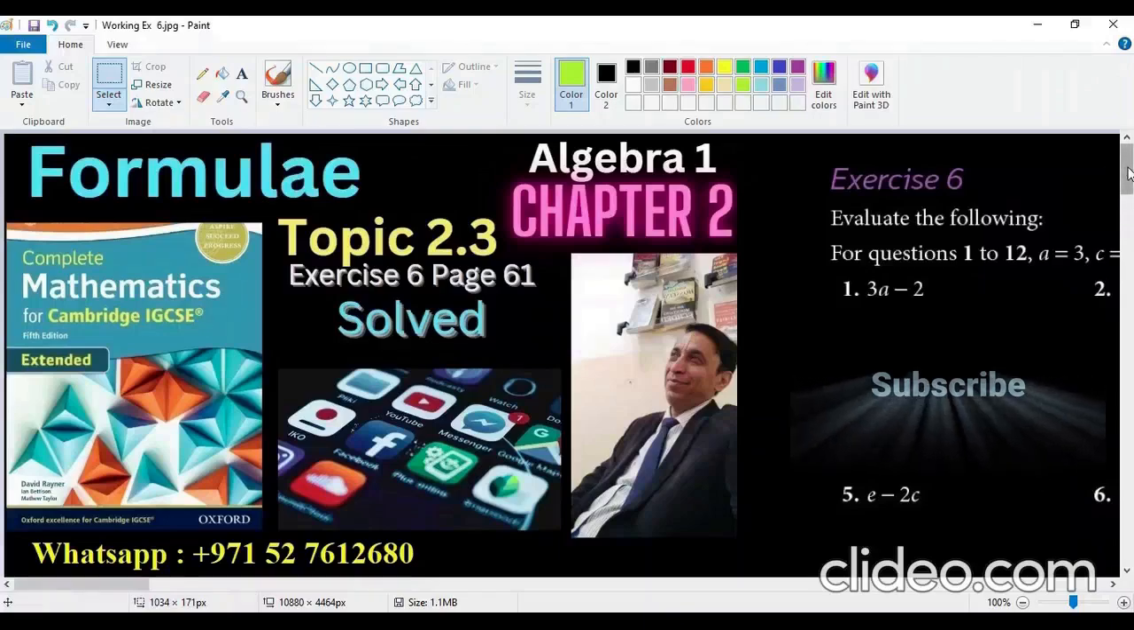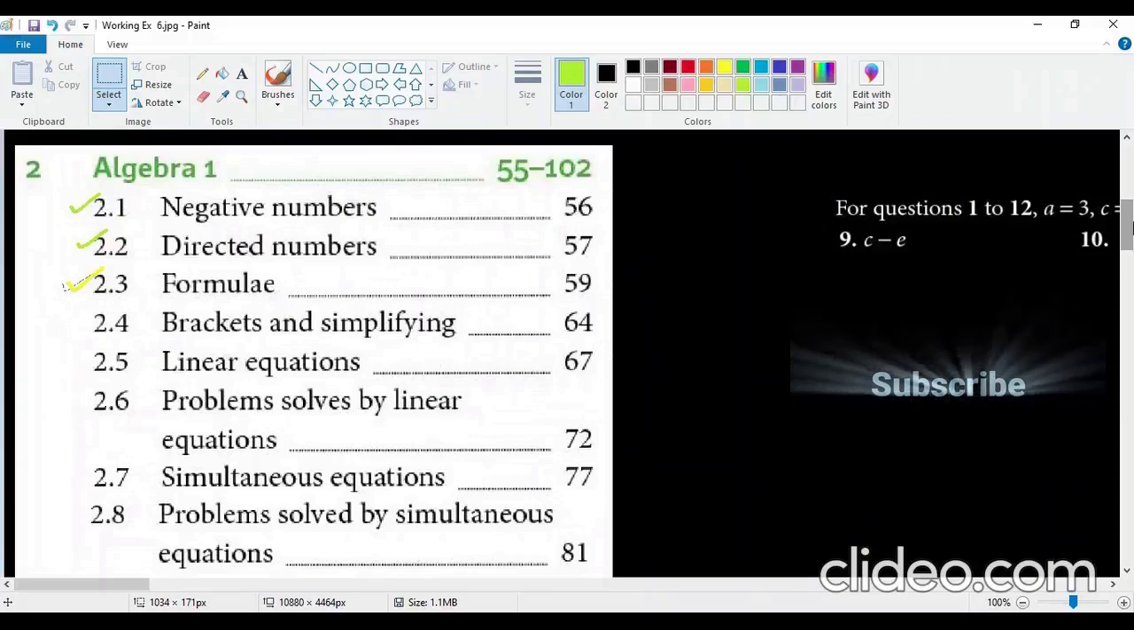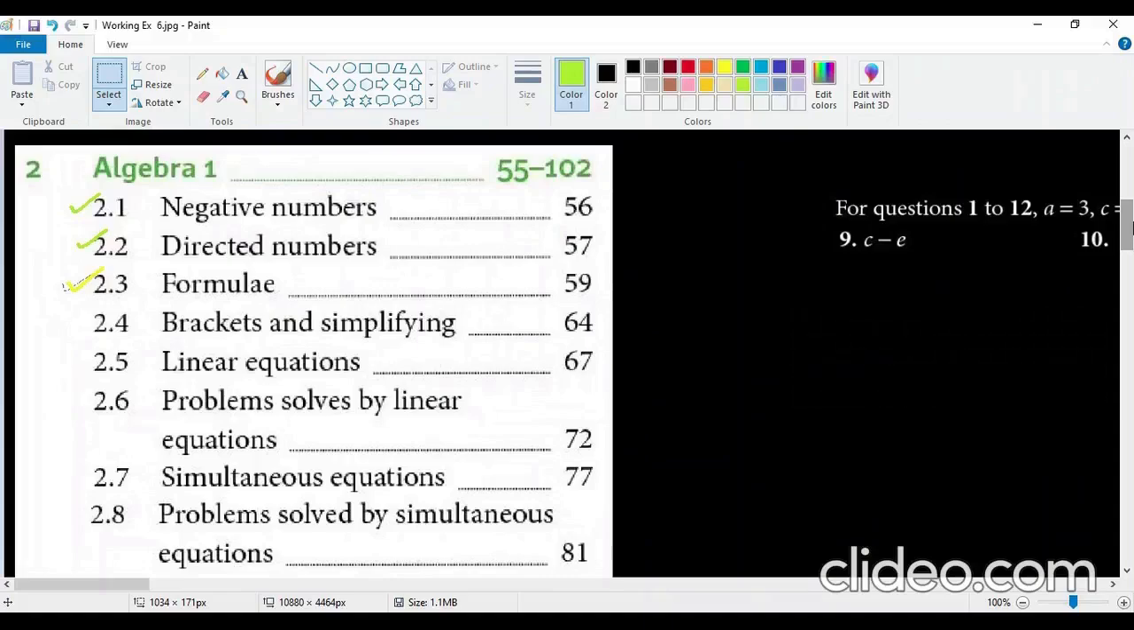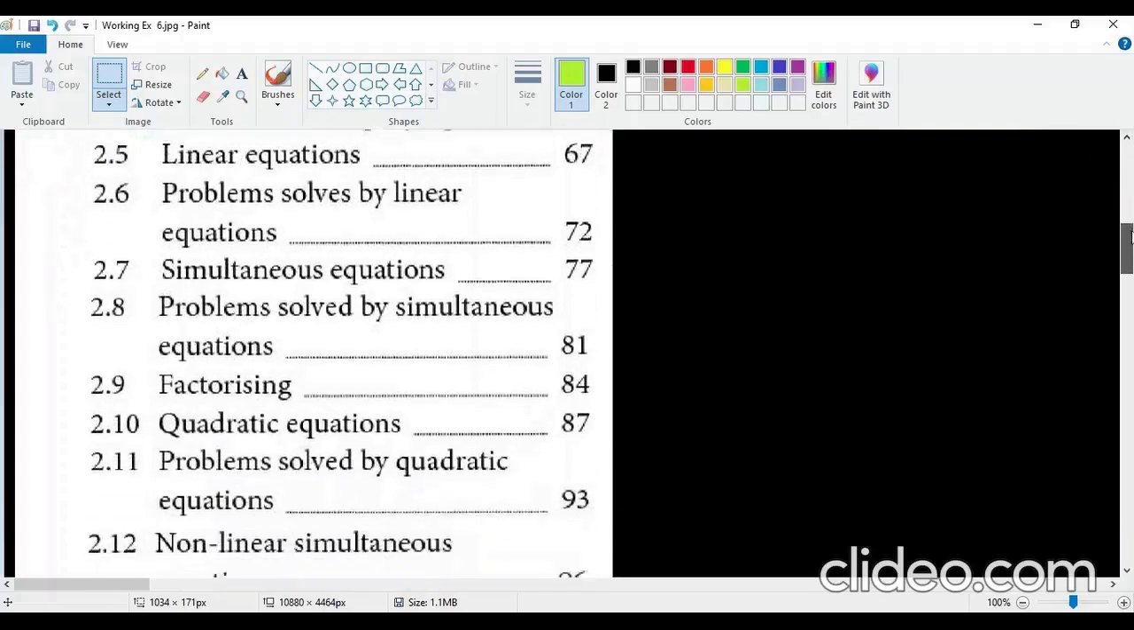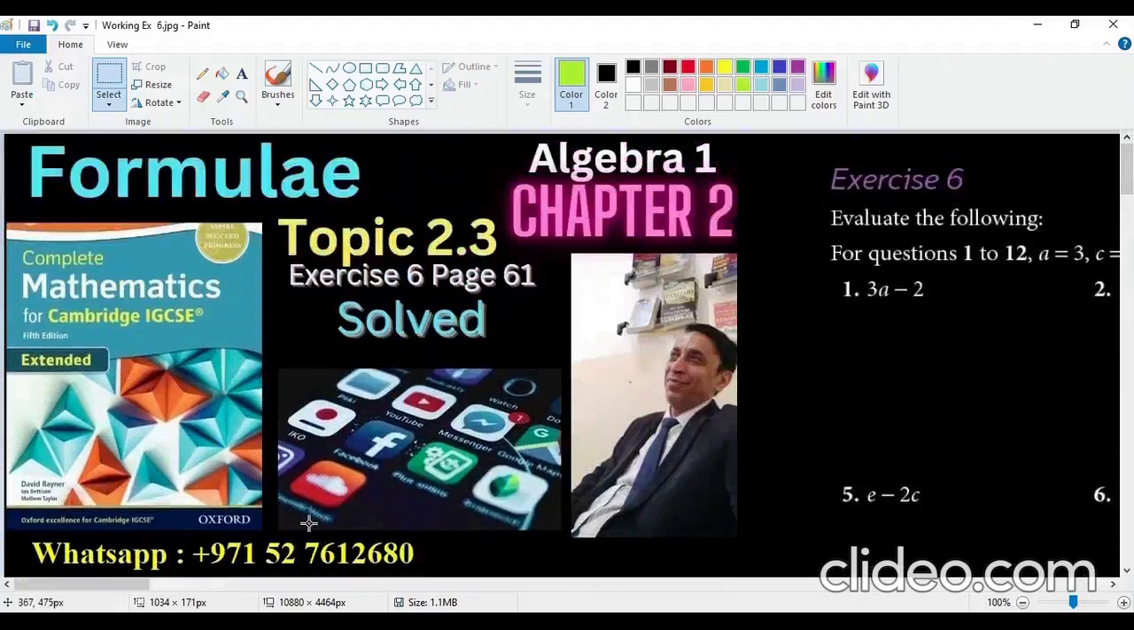You know very well, I have ignored negative numbers and directed numbers, because whatever rules and procedures are to be followed for negative numbers and directed numbers are going to be applied here from 2.3, which is formulae. So I'm continuing from here, and I will complete all these topics as I've already explained in the previous exercise. Now comes question number one.